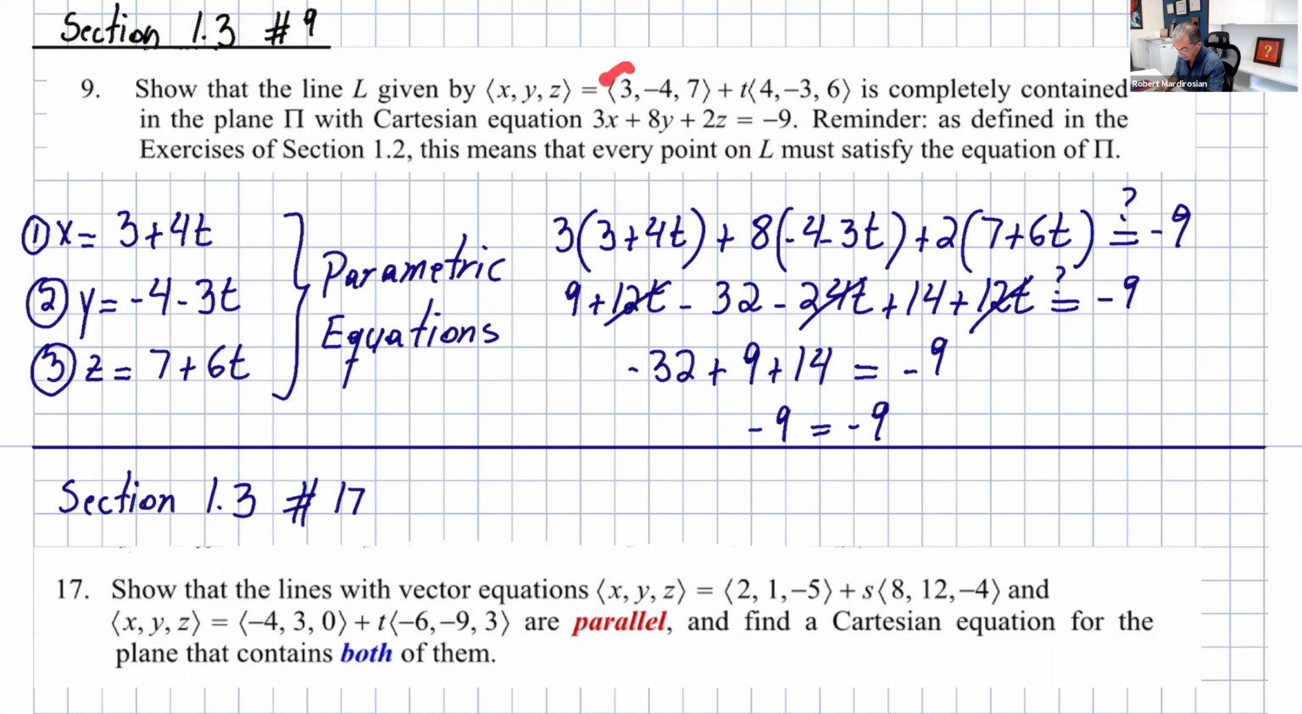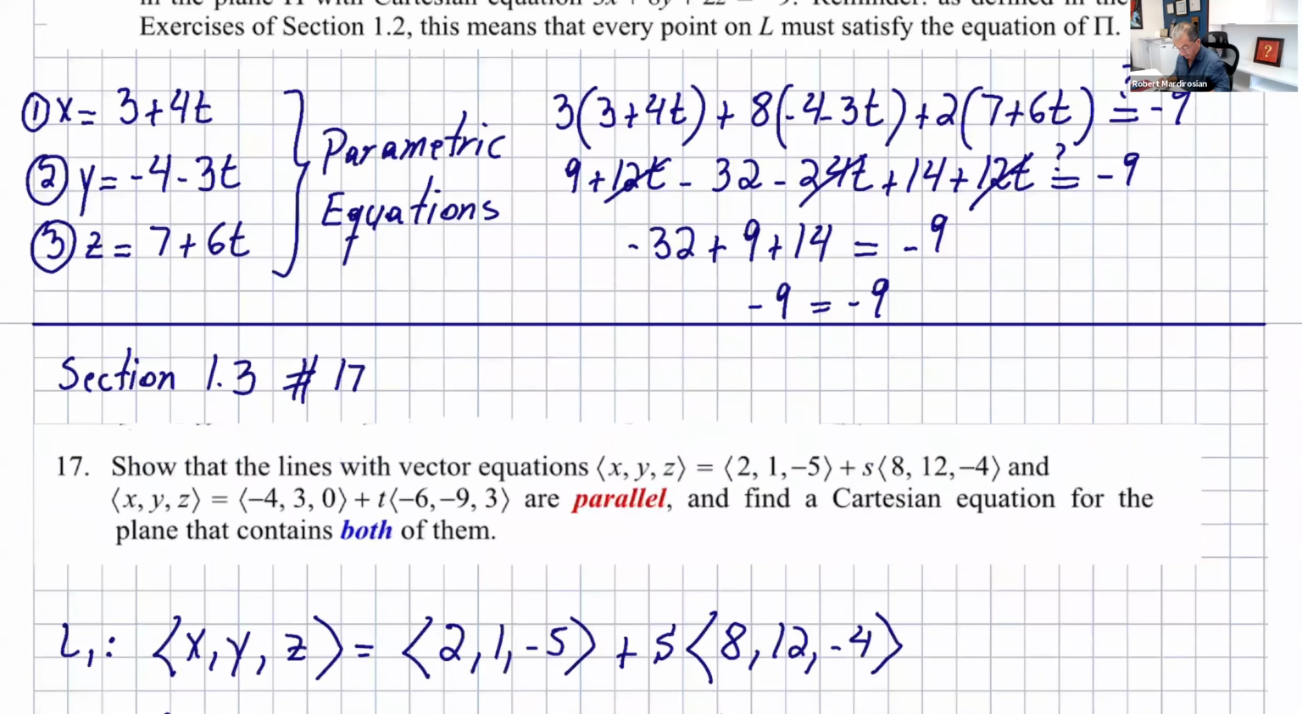x is going to be 3 plus 4t, y is going to be negative 4 minus 3t, and z is going to be 7 plus 6t. So these are the parametric equations. You substitute x by 3 plus 4t, y by negative 4 minus 3t, and z by 7 plus 6t, and you want to see if the left side will be 9. If you simplify, you get negative 9 equals negative 9. So it is in that plane. That's how you check.